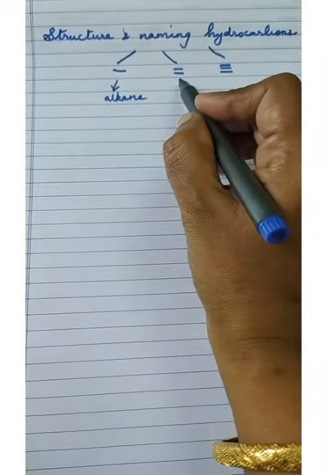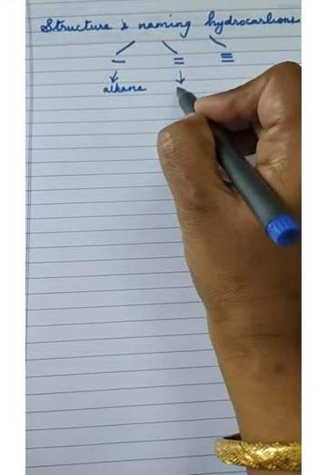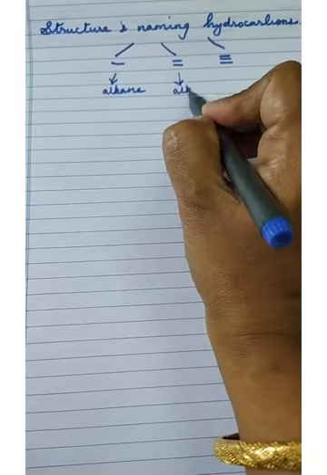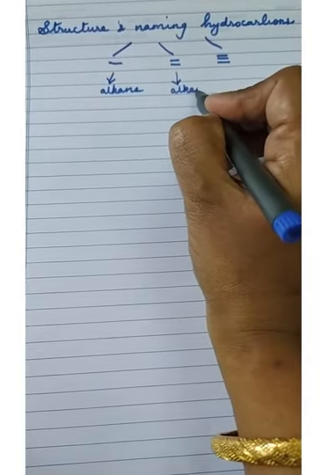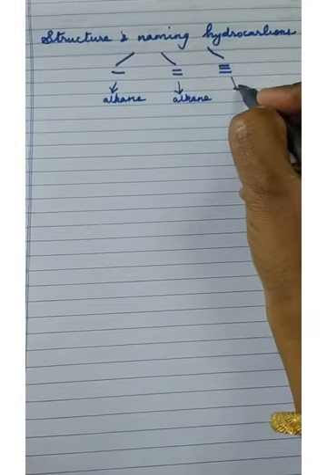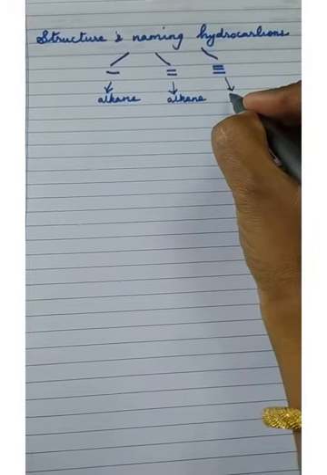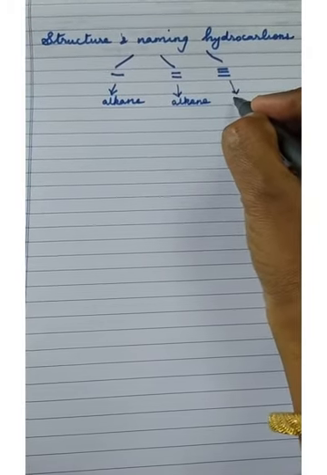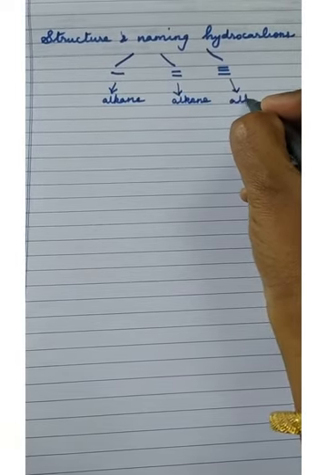If it has at least one double bond between the carbon and carbon, we call that alkene. If there is at least one triple bond in between a carbon and carbon, then it is called alkyne.